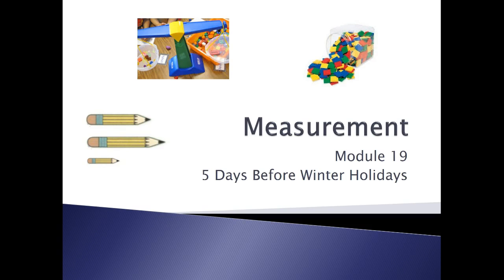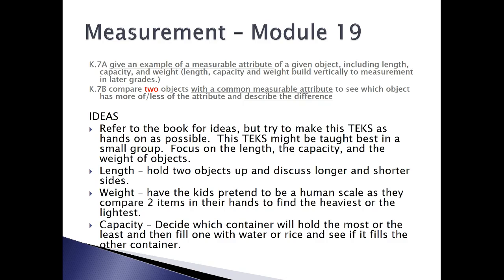Then, 5 days after the winter holidays, we're going to begin measurement module 19, and you'll cover K.7a and K.7b. So refer to the book for ideas and try to make these texts as hands-on as possible, where the kids can be weighing different things for their capacity and weight. They can also measure. Later they'll be measuring when they get older, but you can have the kids feel them and see which one's heavier, which one's lighter.